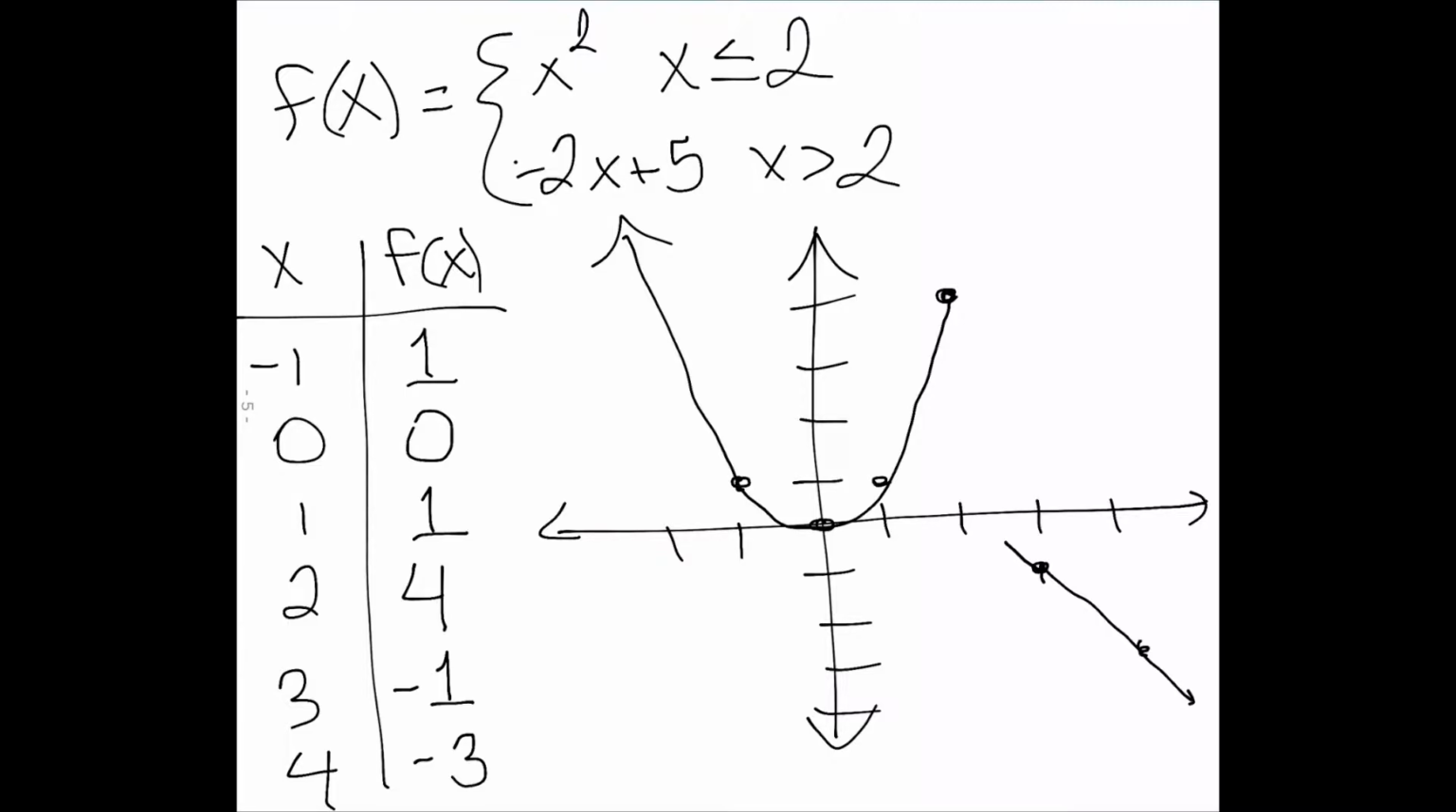However, at the point x equal to 2, I can get as close as I need to that, but I'm not actually there. So I'll put an open dot where this line passes through that point. And this is my piecewise function.